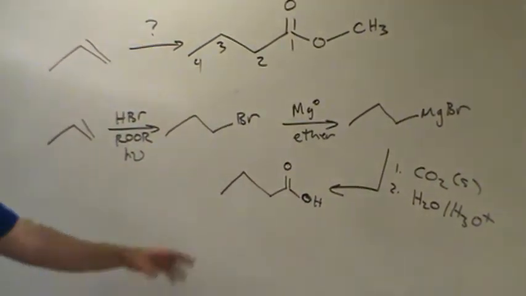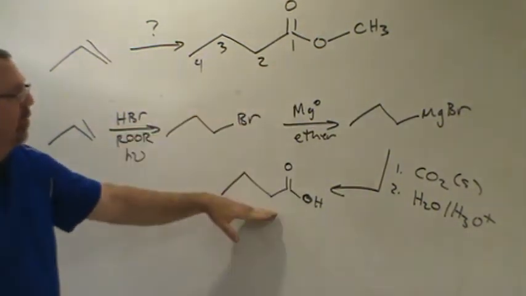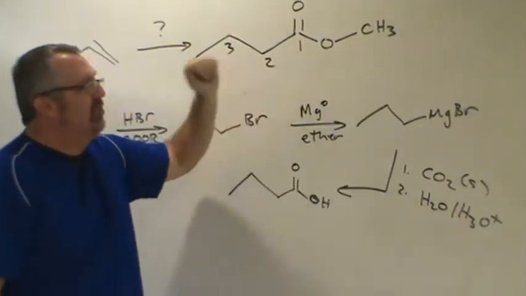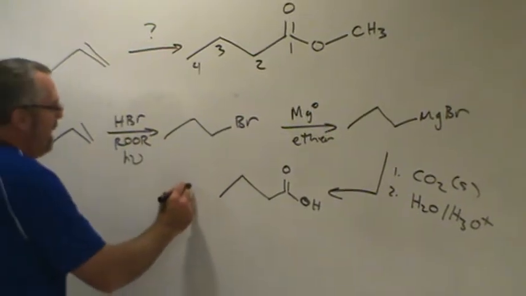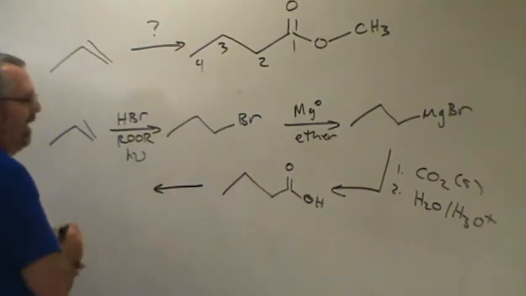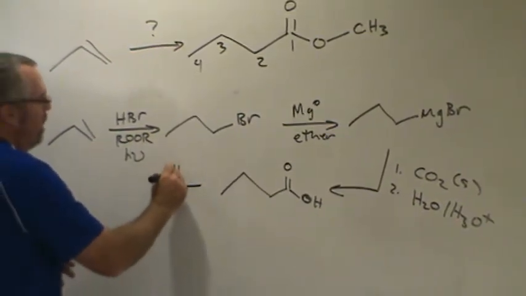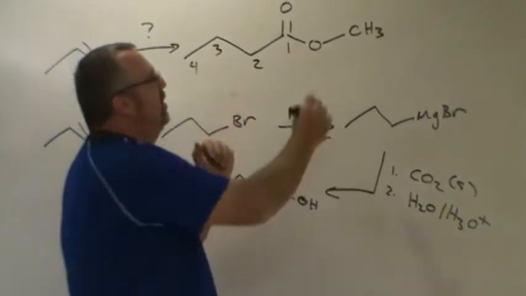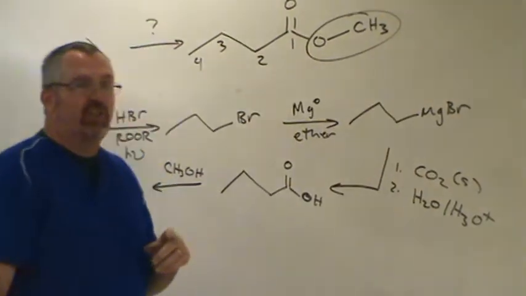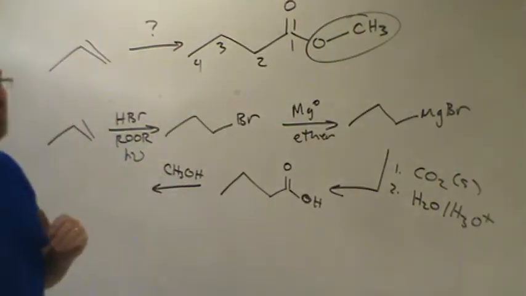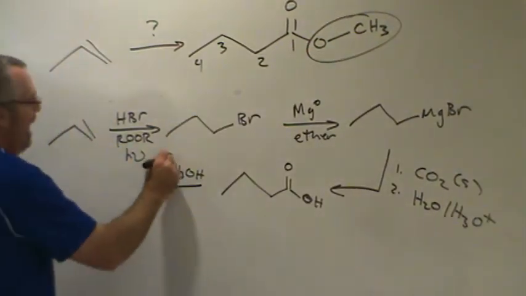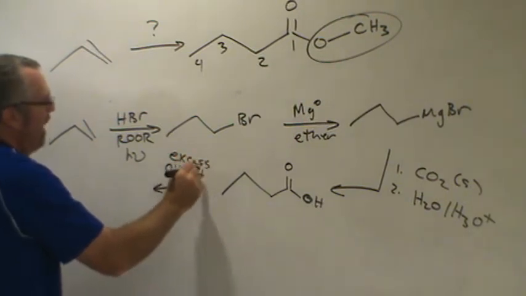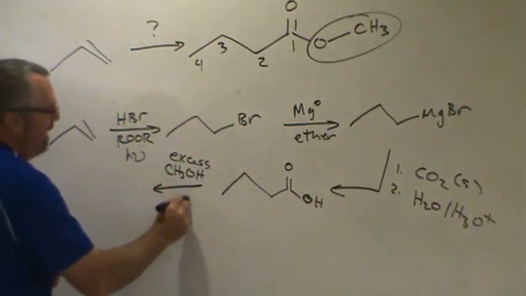I'm almost there. All I have to do is convert my carboxylic acid into a methyl ester, and the way I do that is to use a Fischer esterification. So I'm going to use a large excess of methanol. Why methanol? Well, because clearly I'm trying to make the methyl ester, and it must have derived from methanol. So I'm going to use excess methanol under acidic condition.